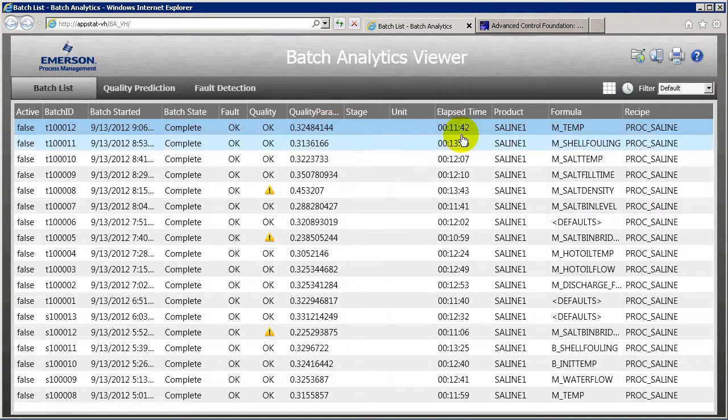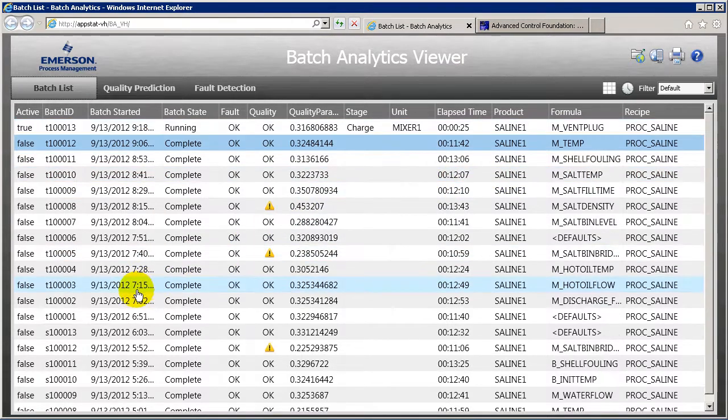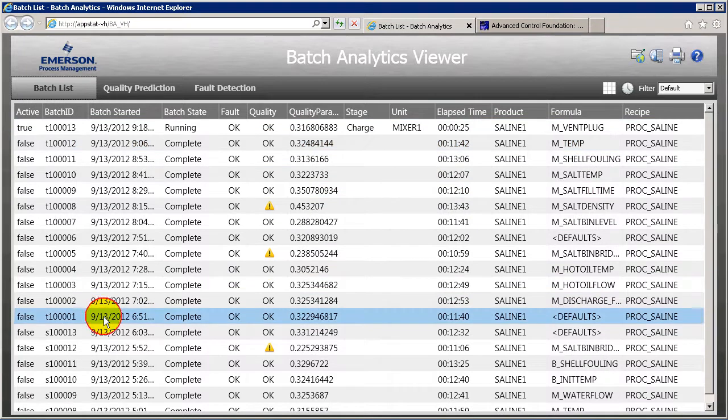The batch and its status, whether it's complete or in process, and the state of processing is shown in this overview screen. So by looking at this, an operator knows whether further exploration is needed, if there is a fault that has been detected, or quality prediction is indicating the product is going to be off specification.